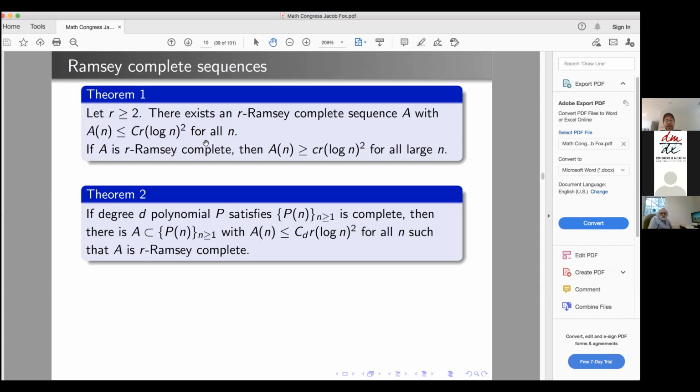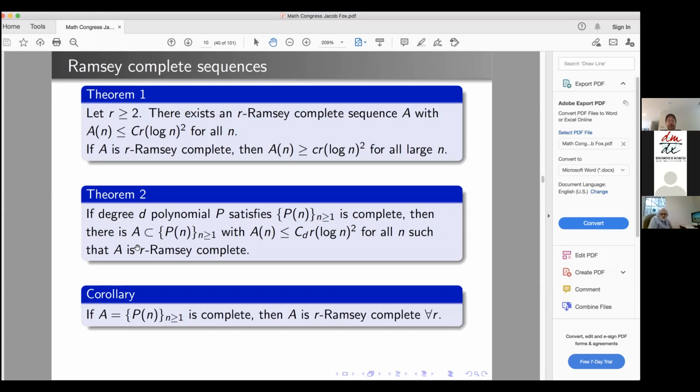Then not only is the sequence complete, but there's actually a sparse subsequence of it, which is as sparse as possible. Up to n, it only has some constant in D times R times log n squared elements, such that for all n, the sequence A is not only complete, but it's R Ramsey complete. So you can get this very sparse subsequence, which is R Ramsey complete. And as a corollary, if you have a complete polynomial sequence, it's actually R Ramsey complete for all R. So it's robustly R Ramsey complete.